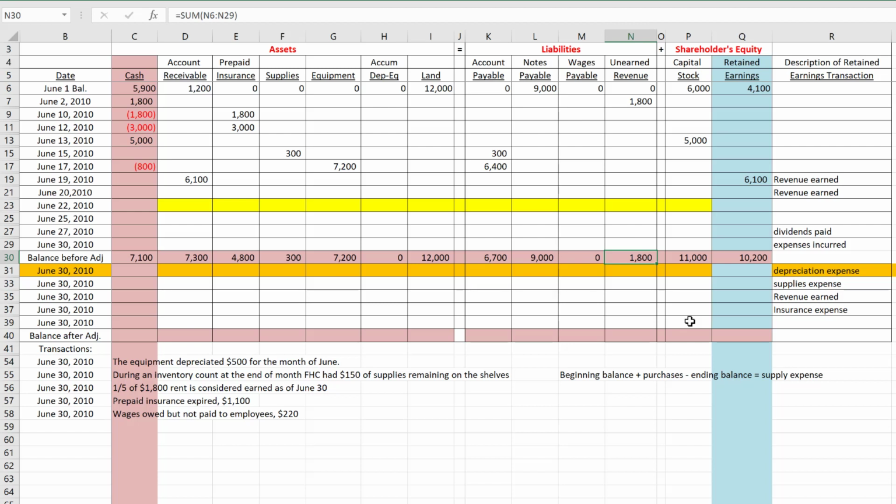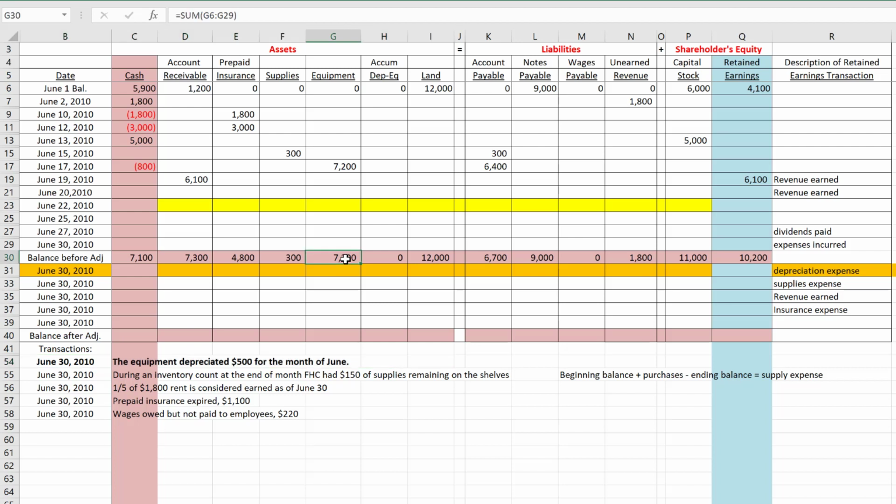Given the fact that we have accrual-based transactions, we now need to go through the process of doing specific adjusting entries. And I want to talk about each of these adjusting entries individually so that we get a sense of what these actually mean. In our first adjusting entry, what we see is that the equipment depreciation is $500 for the month of June. Well, let's talk about depreciation.